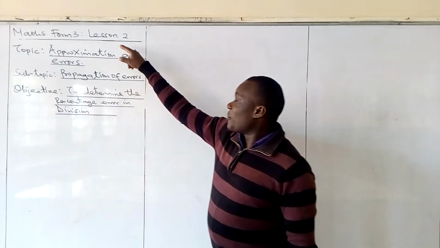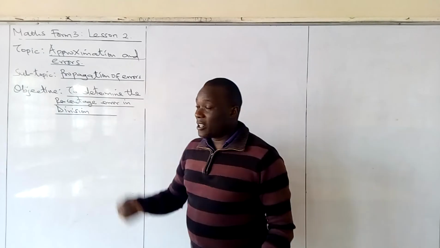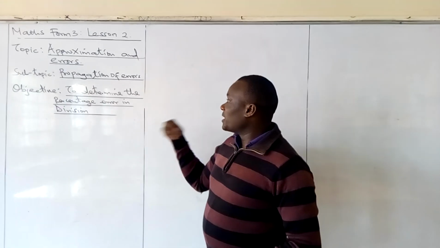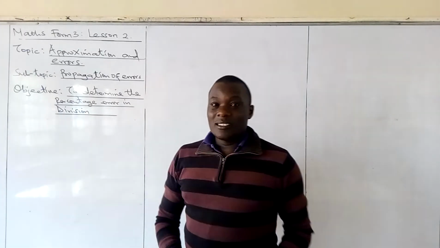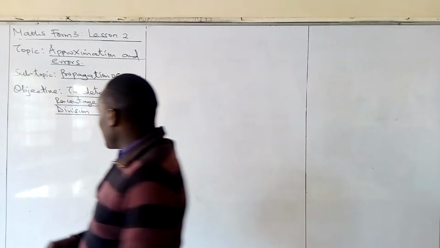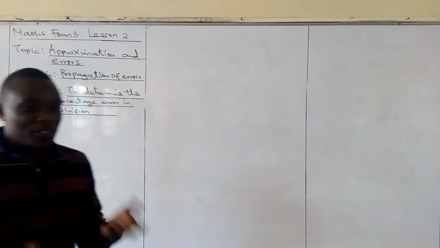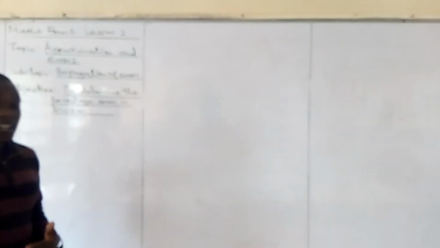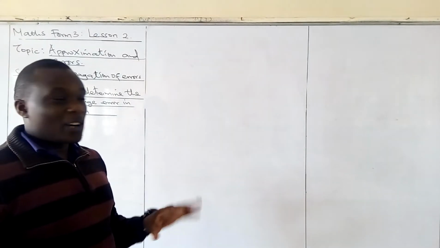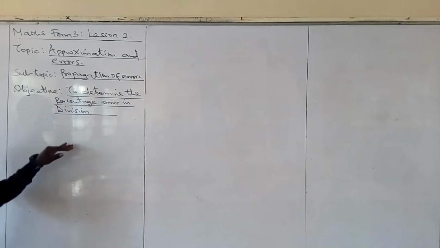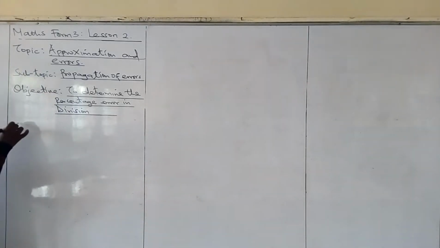Today we are looking at propagation of errors. Remember, this is lesson number 2, a continuation of what we learned from our previous lesson. Today we are going to find the percentage error in division. I'm not going to start by showing you how we find the absolute error, the relative error, and the percentage error. We are going to follow that content from our previous lesson so that we can go direct to an example.